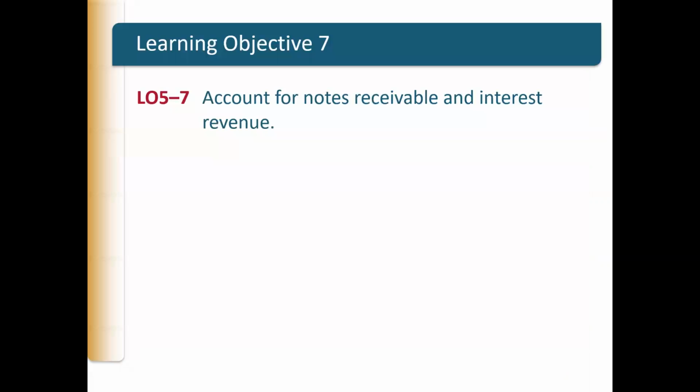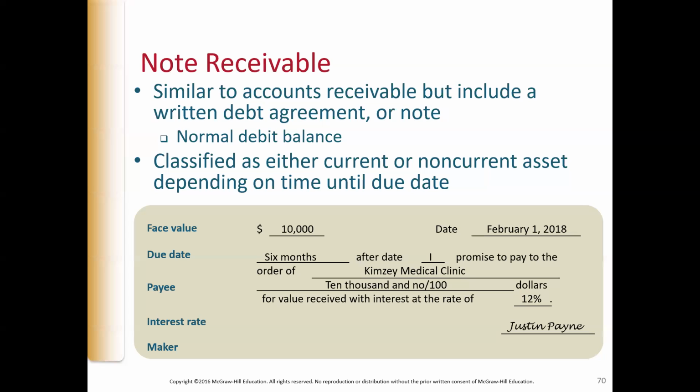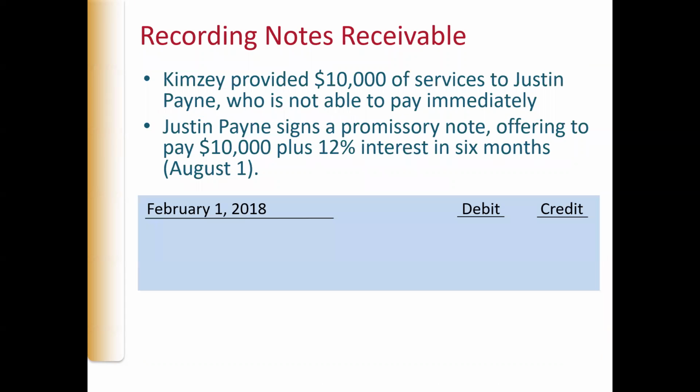Now, notes receivable are usually formal arrangements. And it's usually shown by an agreement or a promissory note. And it has on there the date, the amount, the interest rate, the individuals on the note. And basically, with a note receivable, we need to make sure we record the interest.